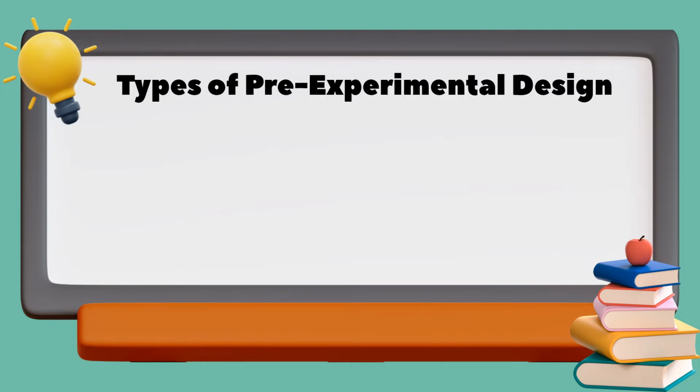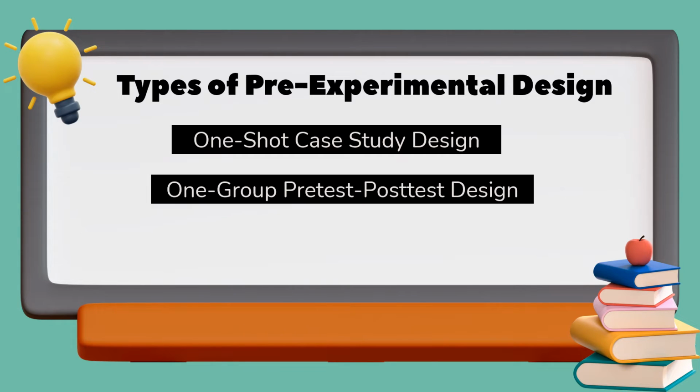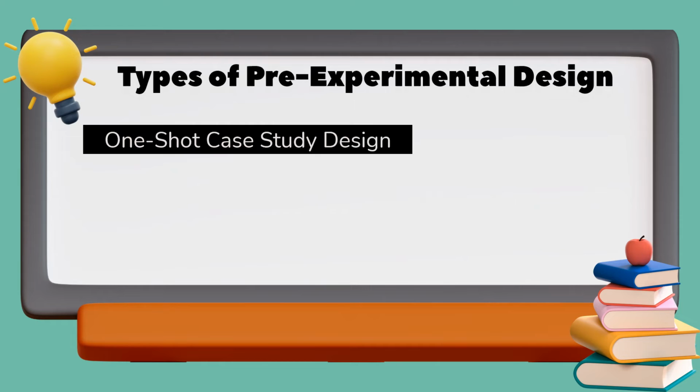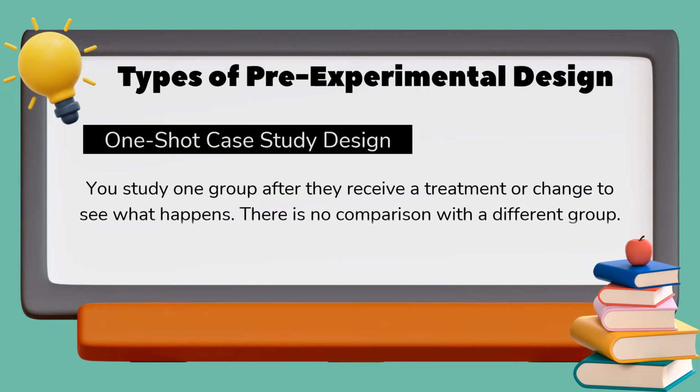Pre-experimental design has three types. These are one-shot case study design, one-group pretest-posttest design, and static group comparison. In one-shot case study design, you study one group after they receive a treatment or change to see what happens. There is no comparison with a different group.